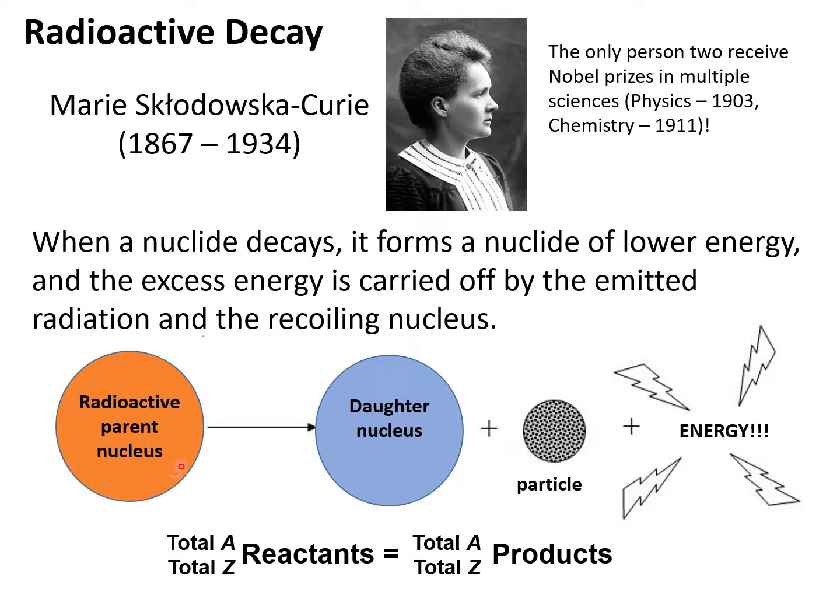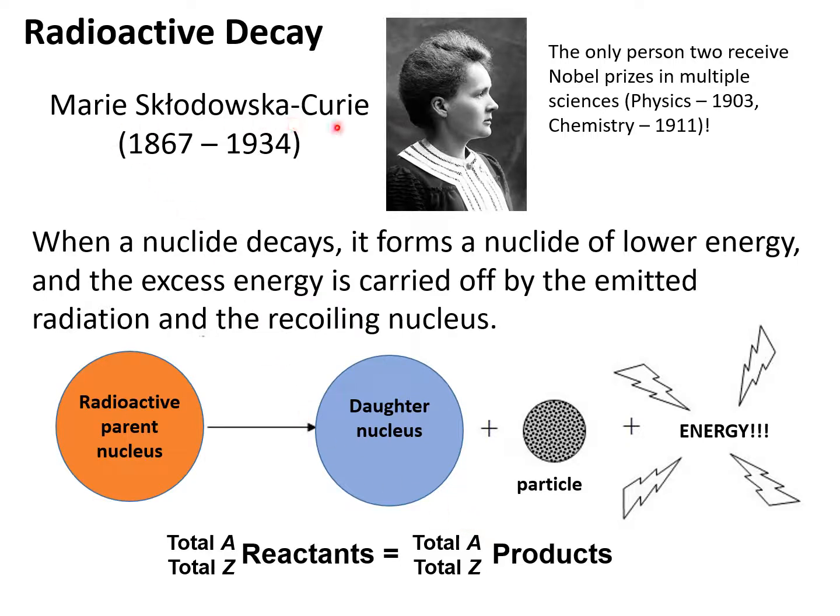The decaying nuclide is called the parent nucleus. The product nuclide is called the daughter nucleus. When a nuclide decays, it forms a daughter nucleus that is lower in energy, and the excess energy is carried off by emitted radiation and the recoiling nucleus. To balance nuclear reactions, both the total charge, Z, and the atomic mass, A, which is a sum of both protons and neutrons, must balance in the reactants and the products.